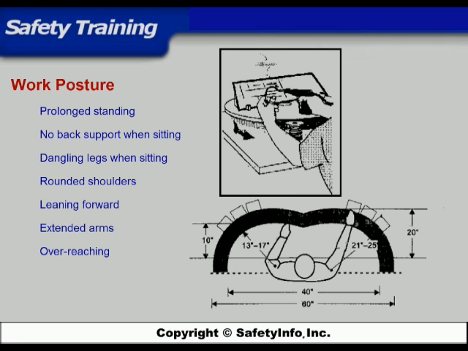Other hazardous postures include shoulders rounded forward, which can cause upper and lower back stress, as well as stress to the respiratory system. Leaning forward also causes lower back stress. Additionally, sitting with arms extended or overreaching can also cause stress to the arms and upper back muscles.